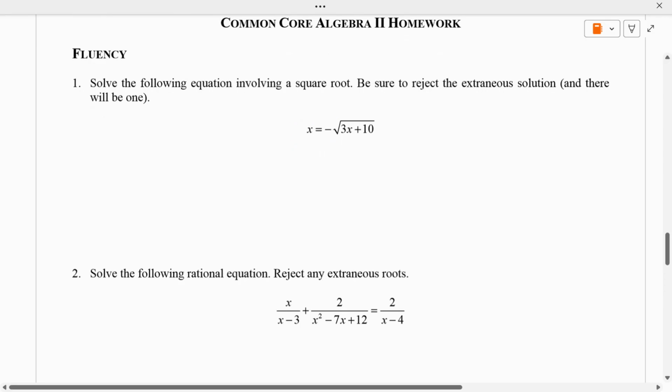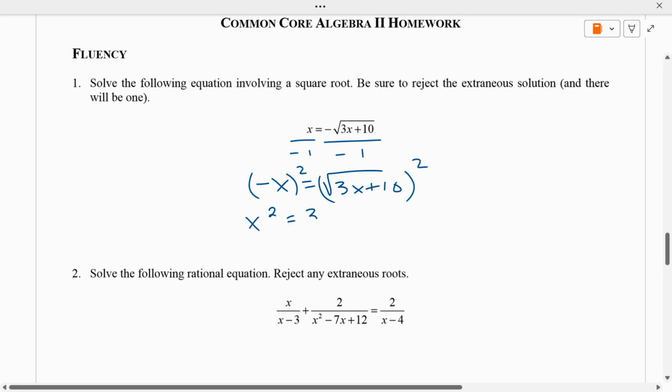So the first thing that I'm going to do is divide both sides by negative 1. And I'm going to do that because I want to get rid of that negative outside of my radical. So I really have negative x equals the square root of 3x plus 10. Now I'm going to square both sides. Negative x times negative x is positive x squared. X squared equals 3x plus 10.